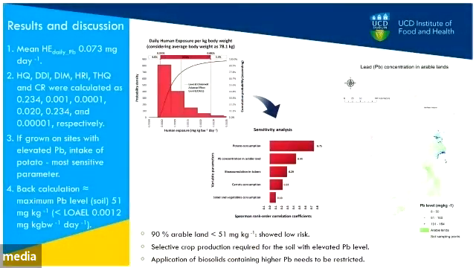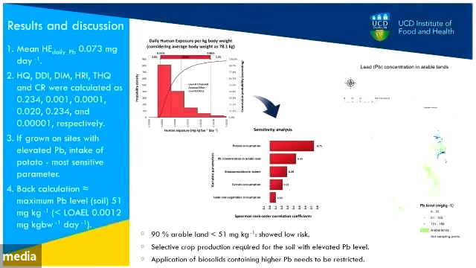Our results show that the mean daily human exposure to lead is 0.073 mg per day. And the methods show values where the HQ, HRI, and THQ were below 1. DDI was below 0.03 mg per day. DIM was below 0.0004 mg per kg body weight per day. And cancer risk was below 1 × 10^-4, therefore showing a low risk.